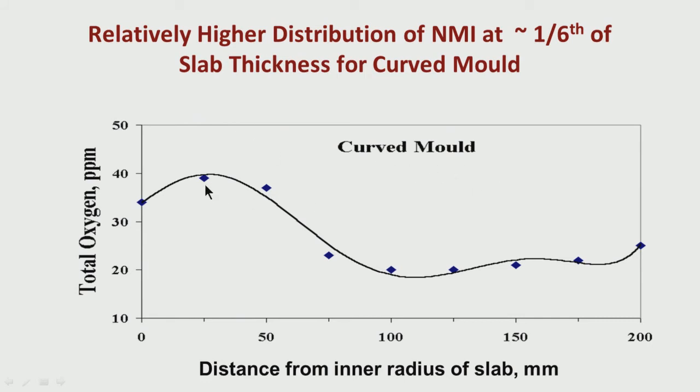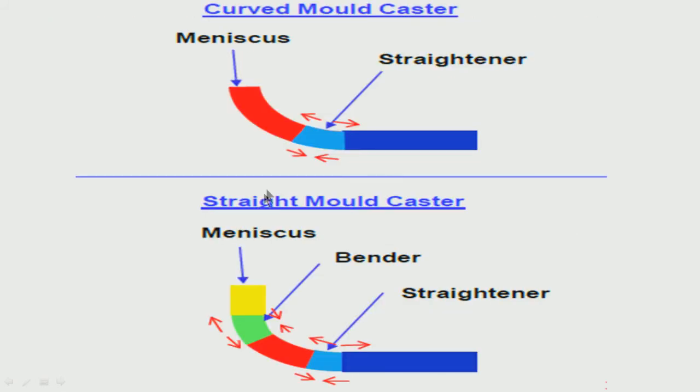We should not be surprised with these results, because it is expected. When you have a curved mold, there is a possibility of some inclusions getting more entrapped. In the straight mold, inclusions are more or less uniformly entrapped, because the solid surface is increasing this way.